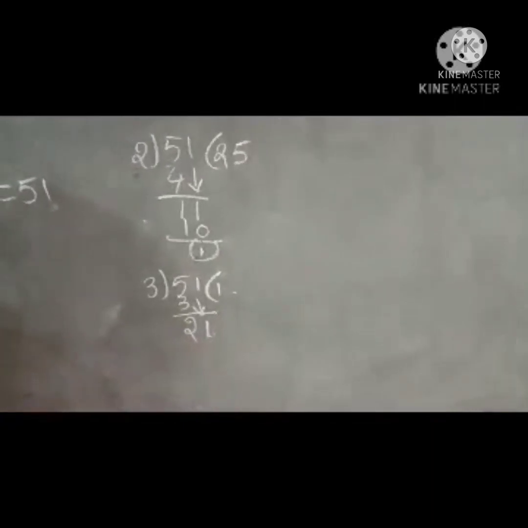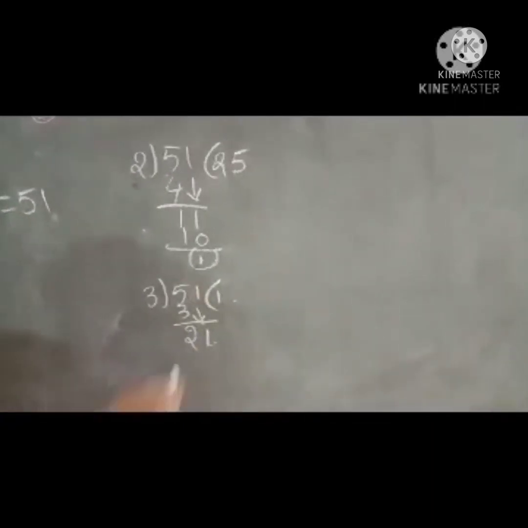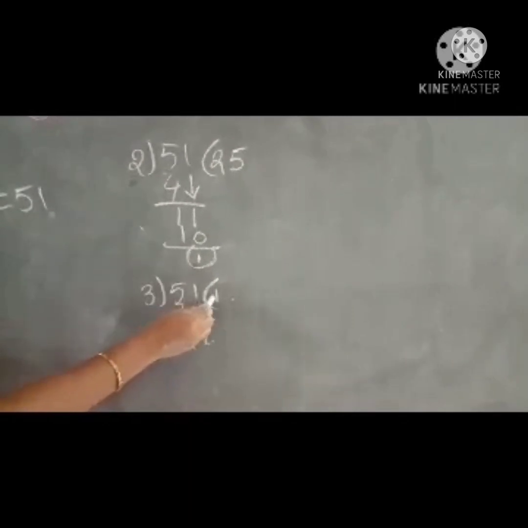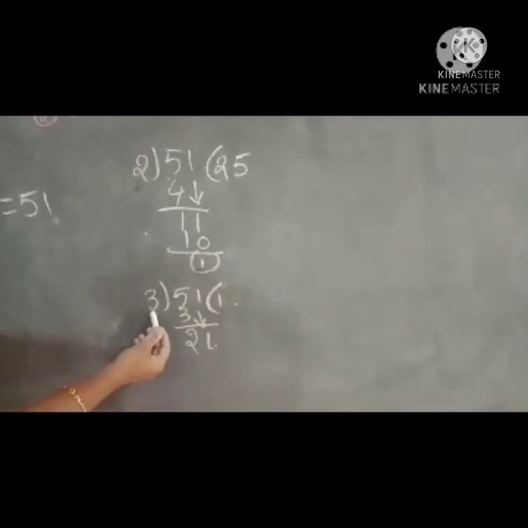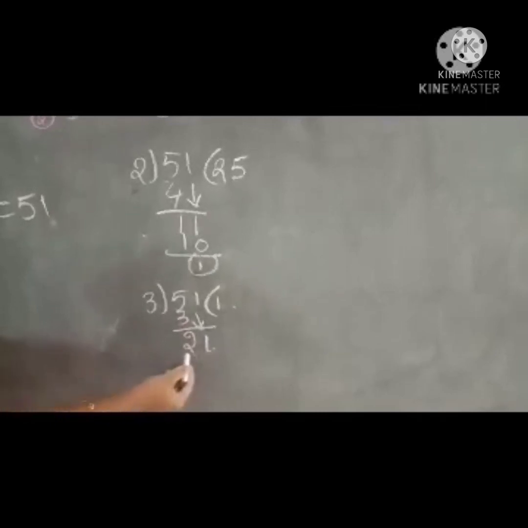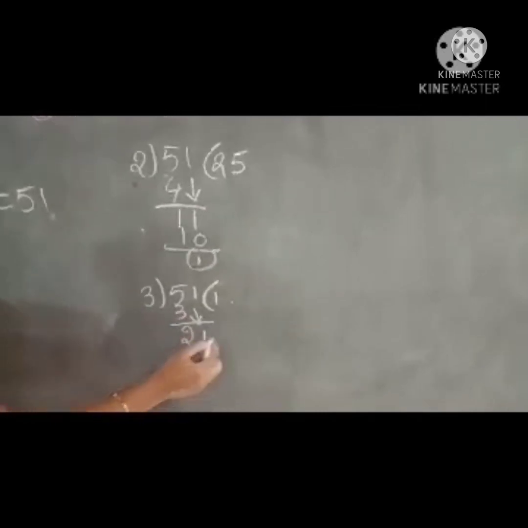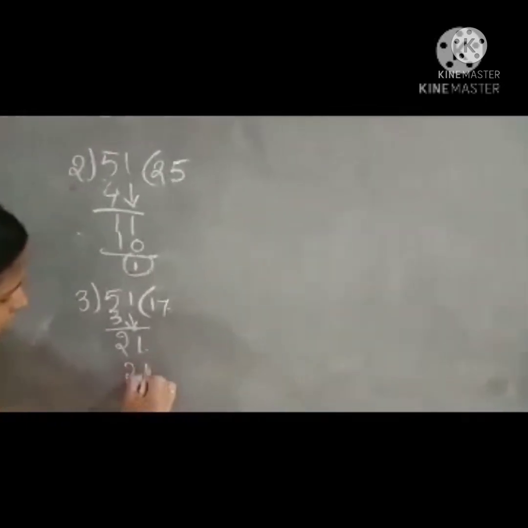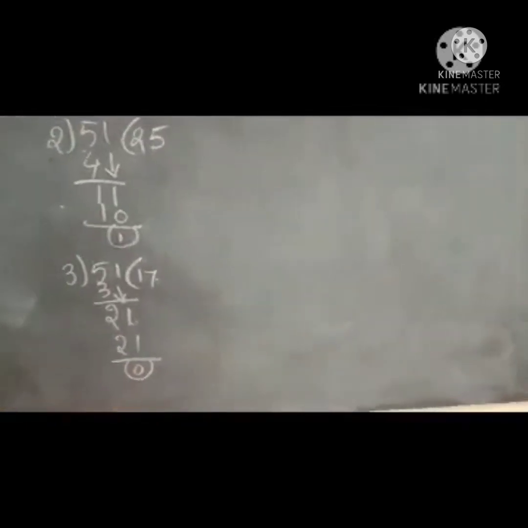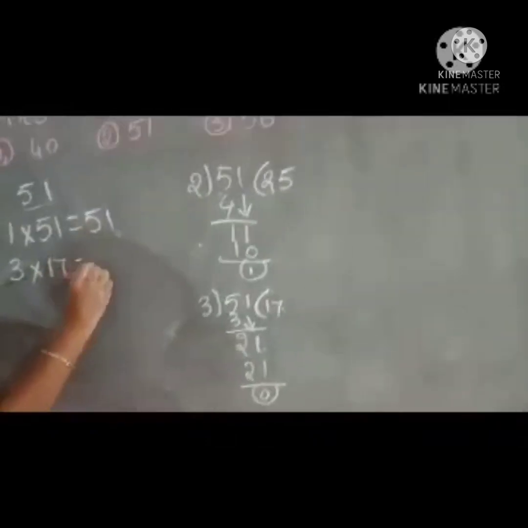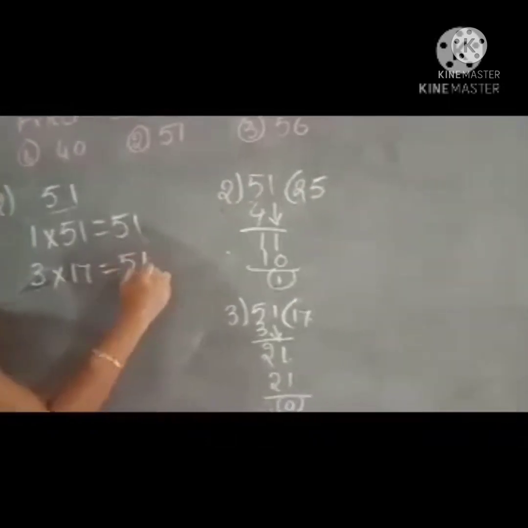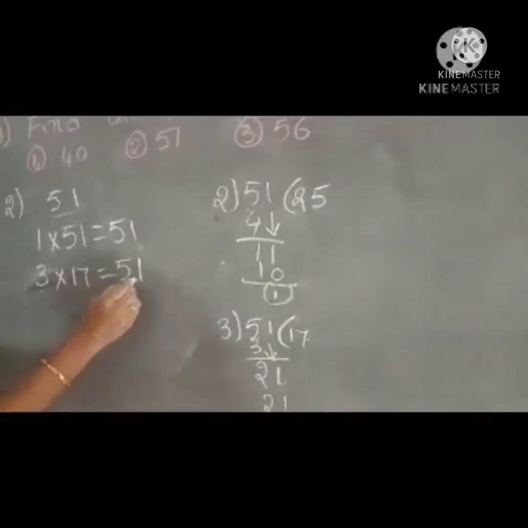Tell the 3 table. 3 1s are 3. 3 2s are 6. 3 3s are 9. 3 4s are 12. 3 5s are 15. 3 6s are 18. 3 7s are 21. So here 3 7s are 21. What is the remainder here? 0. So here we have to write the number 17. 3 17s are 51.